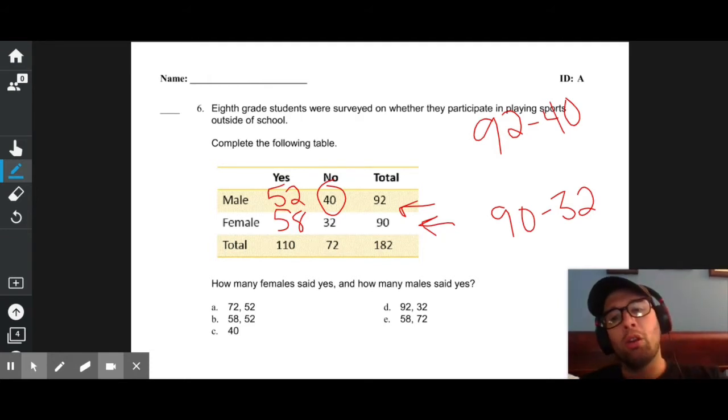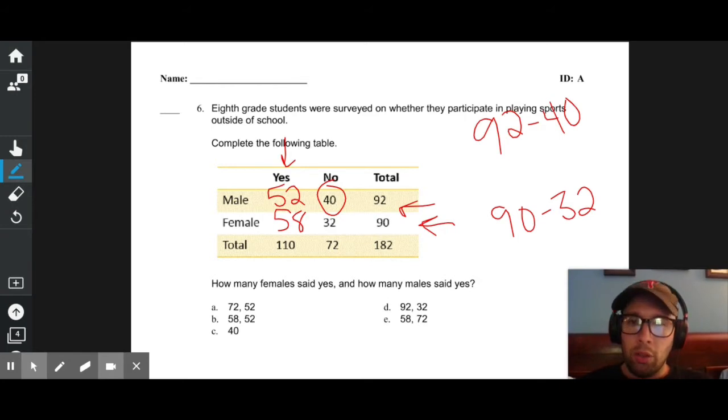And just to make sure, 52 plus 58 is 110. How many females said yes? 58. How many males said yes? 52.